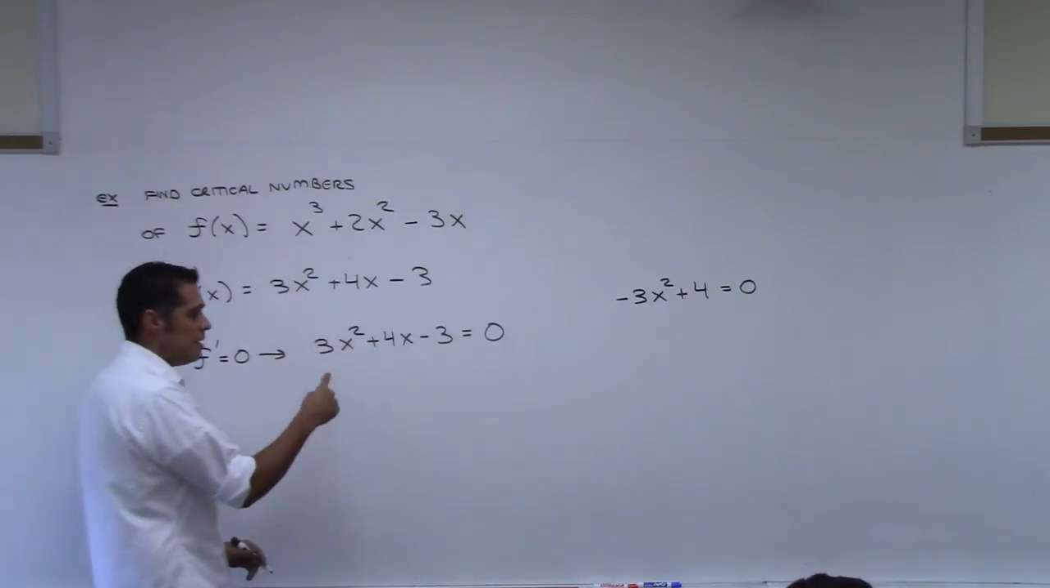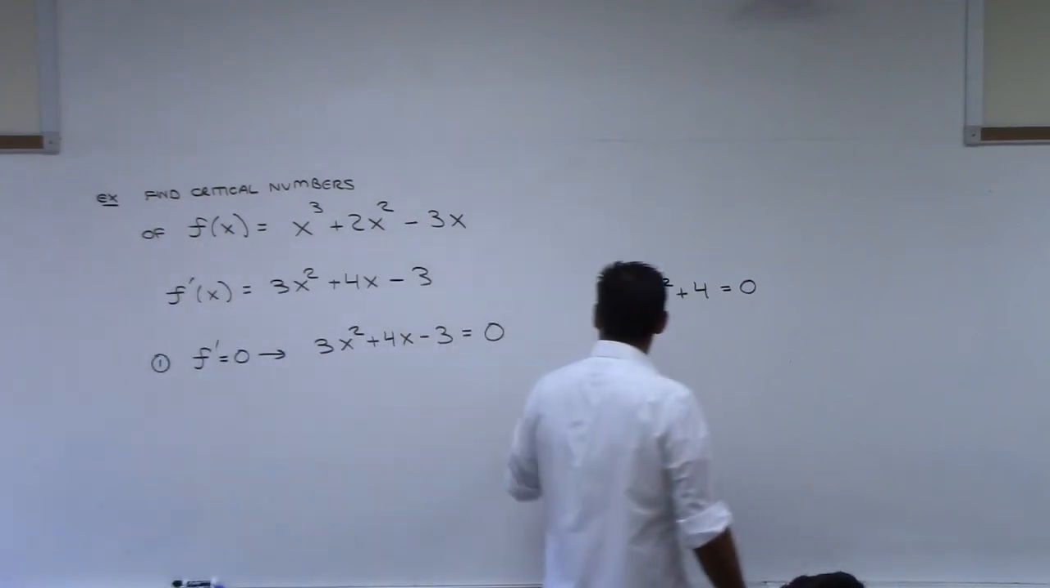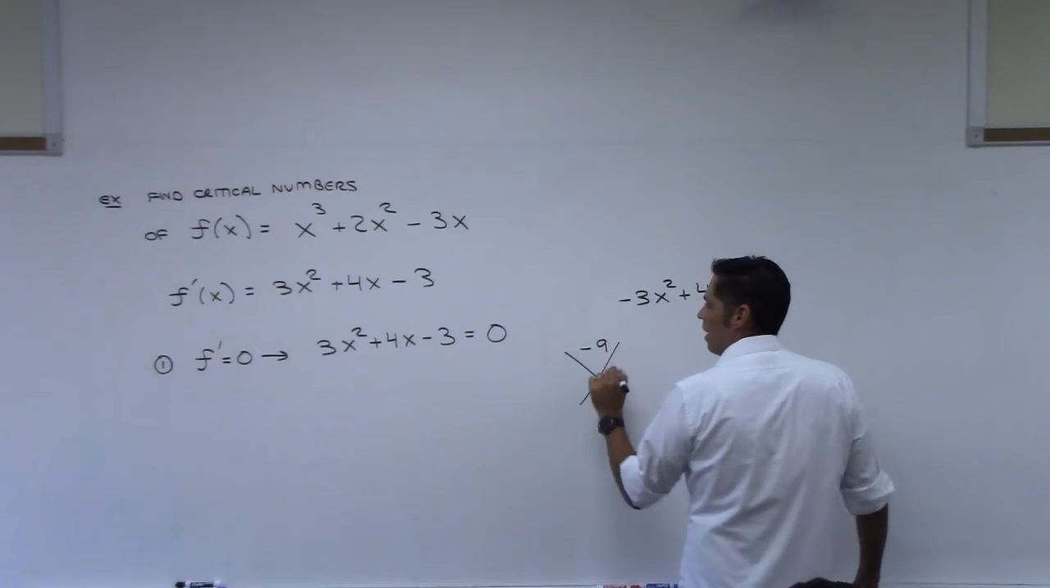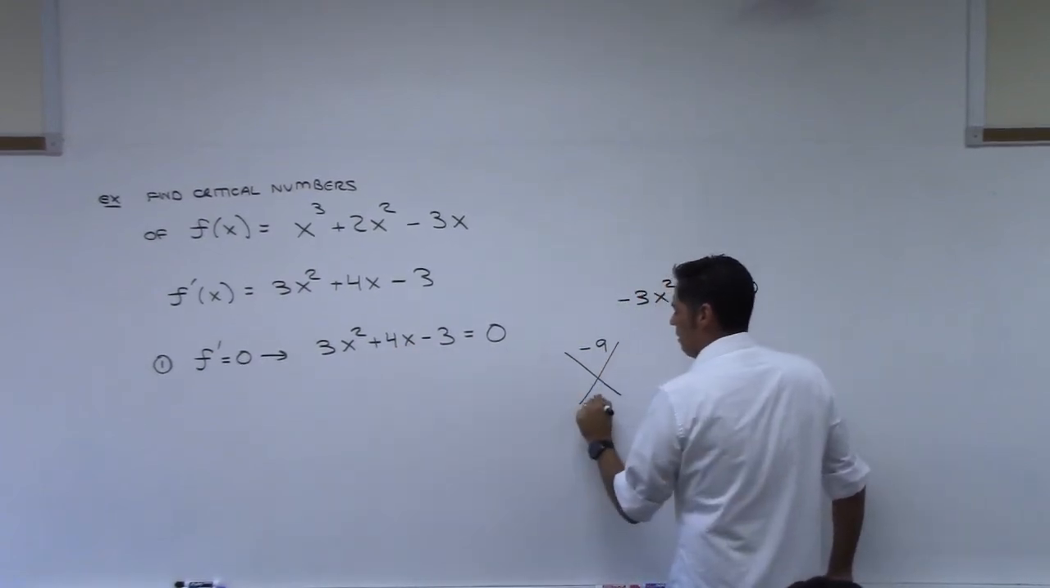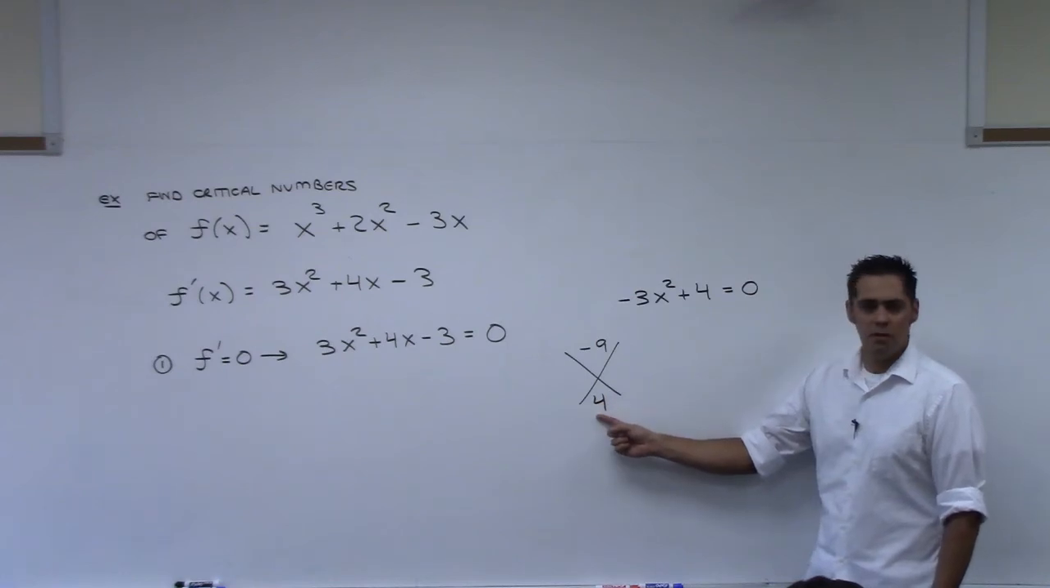So remember this thing we did? 3 times negative 3 is negative 9. And then the number in front of x is 4. You have to come up with two numbers that multiply to be negative 9 and add up to be 4.